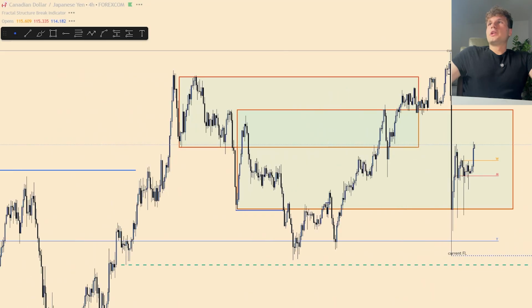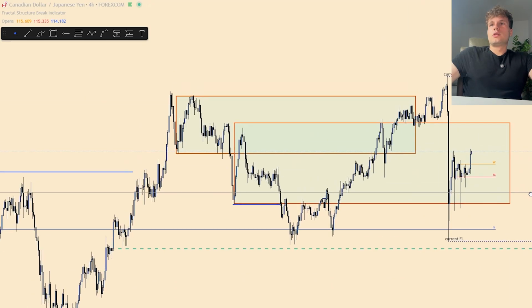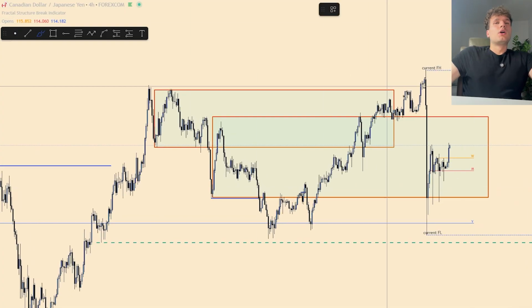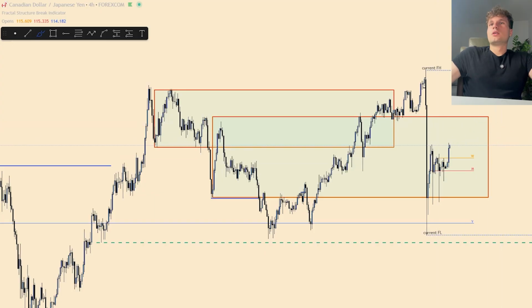CAD yen also looks clean. Also with fundamentals regarding CAD and yen, they have a good synergy to go up. If you see some trend, just keep on buying it.